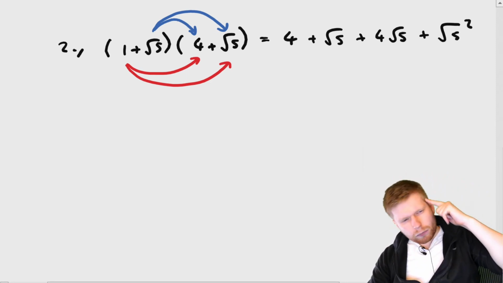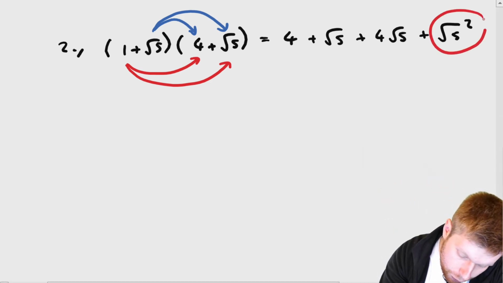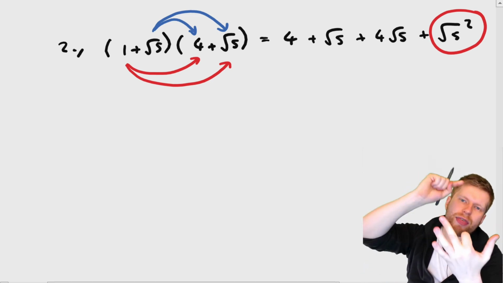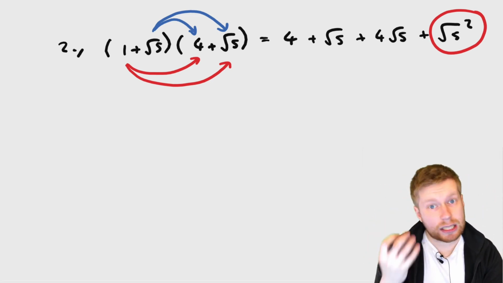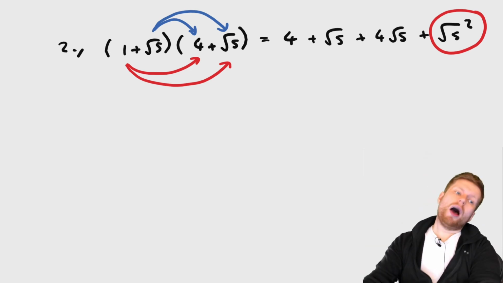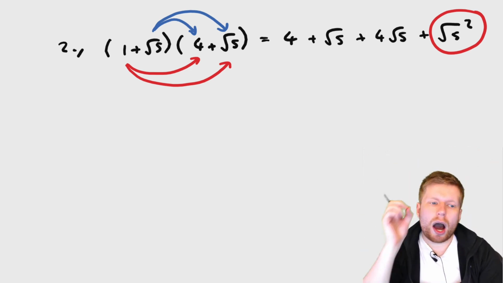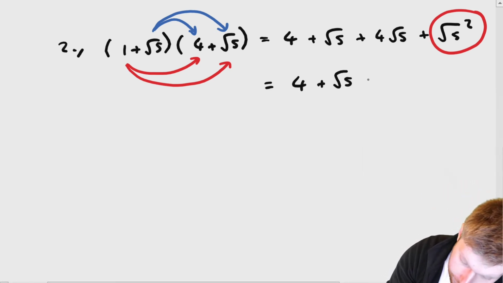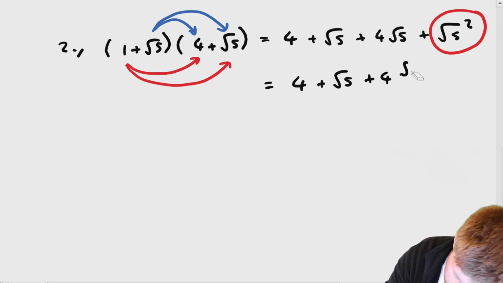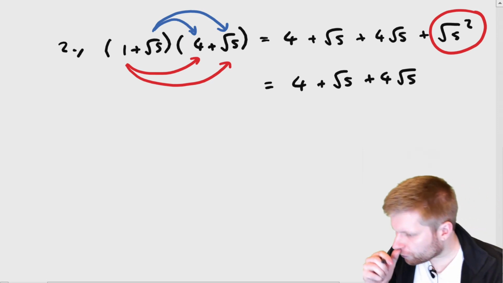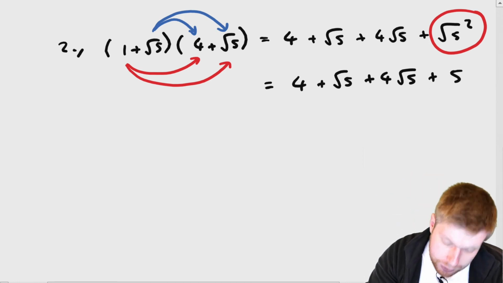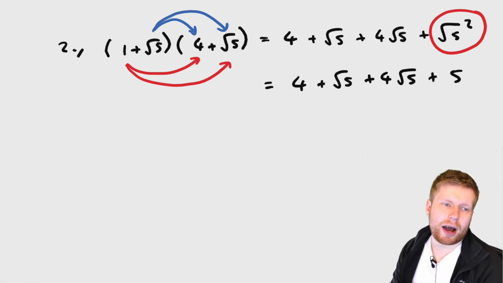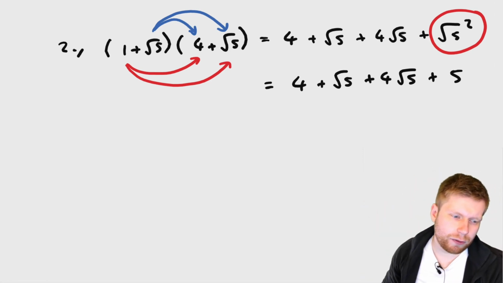Now just have a think. If I take root 5 and I square it, that's basically like saying 5, I square root it, then I square it. Are you happy that those two things literally undo each other? If I take a number and I square root it, but then I immediately square it again, I'm back to that number. So in other words, I get 4 plus root 5 plus 4 root 5, and that root 5 squared literally just becomes 5. Square rooting and squaring undo each other.